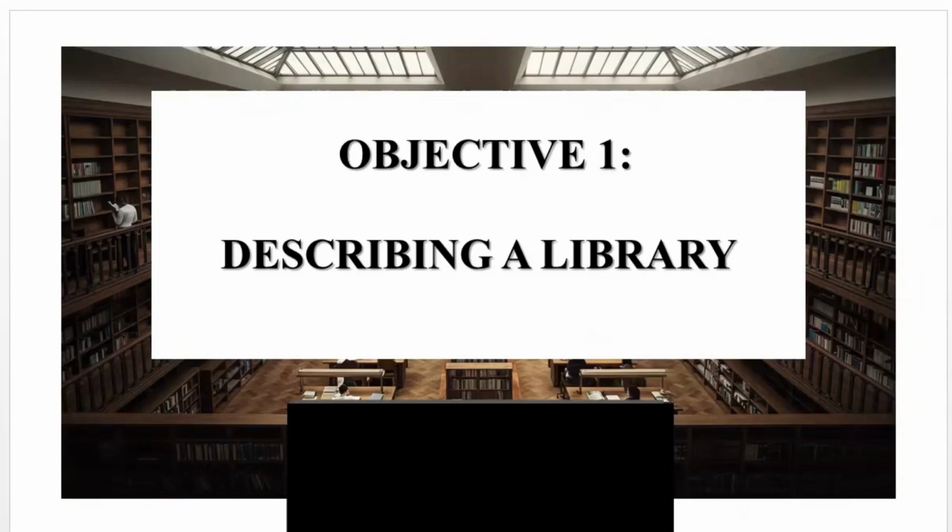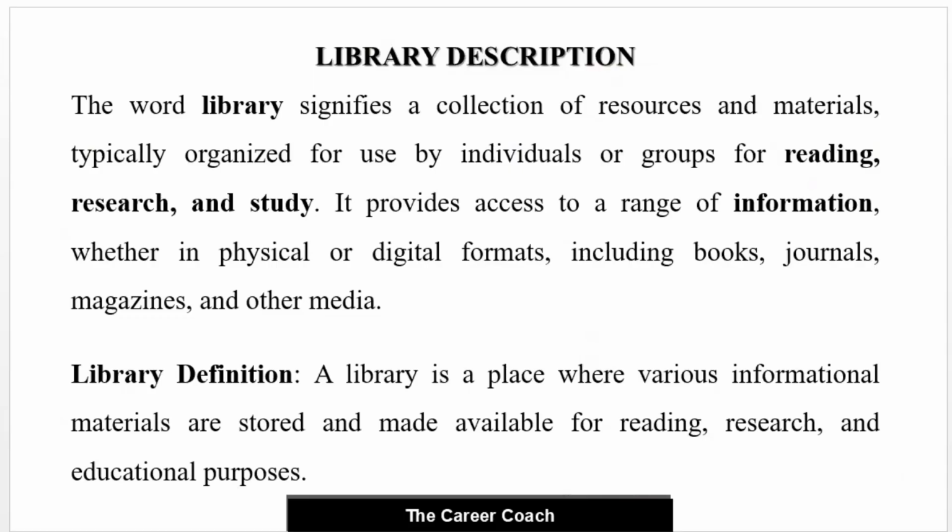Objective 1, which is describing a library. Now, the word library signifies a collection of resources and materials typically organized for use by individuals or groups for reading, research, and study. It provides access to a range of information, whether in physical or digital formats, including books, journals, magazines, and other media.